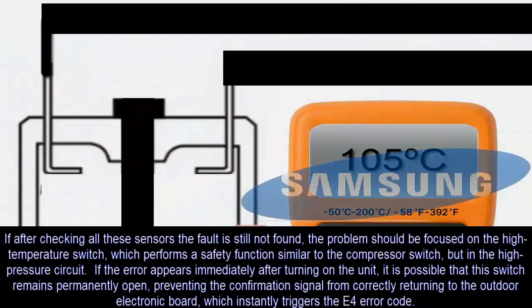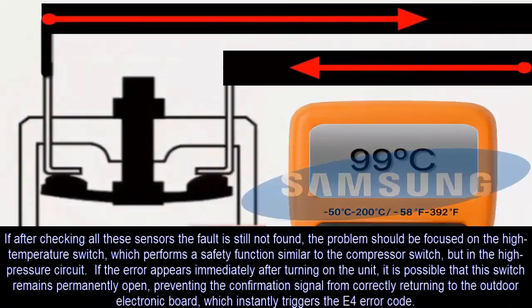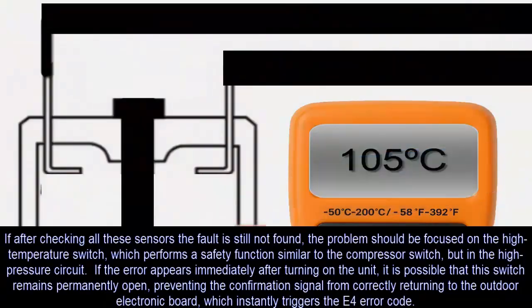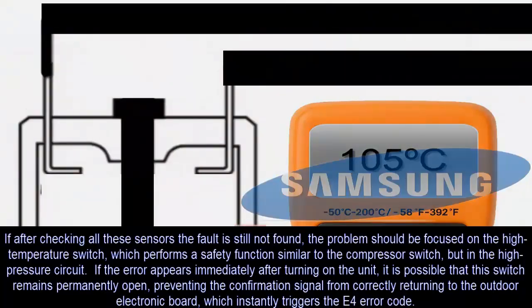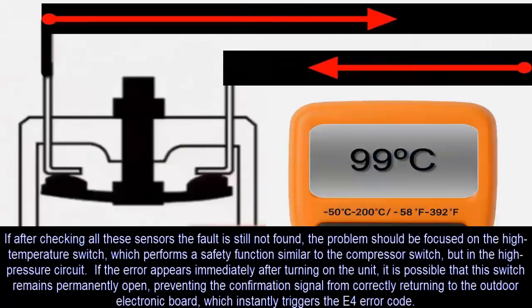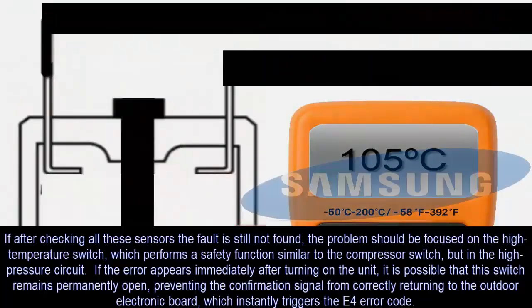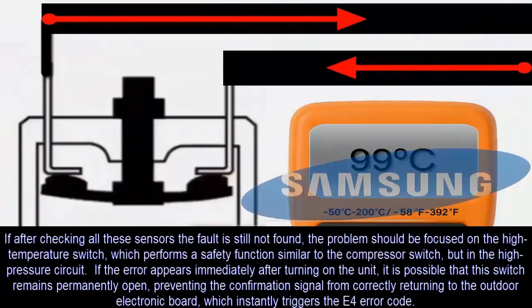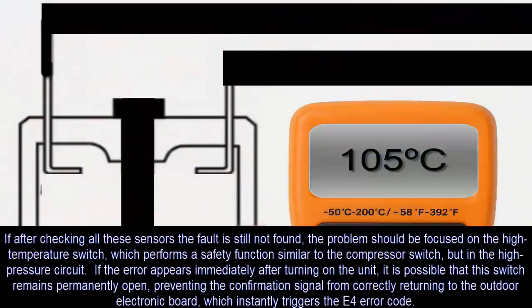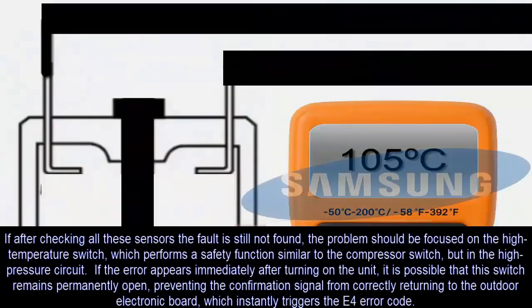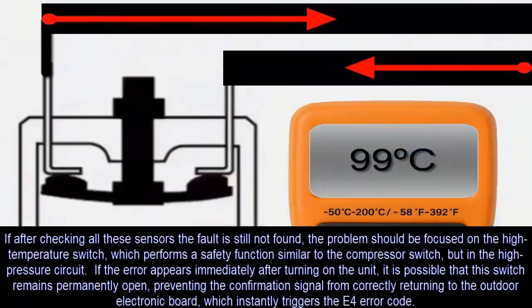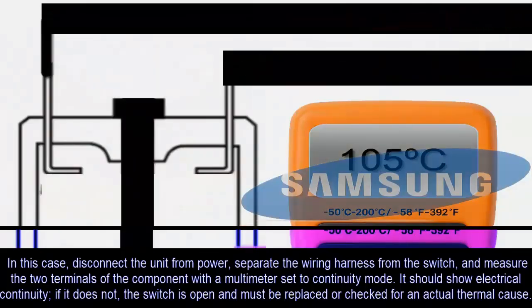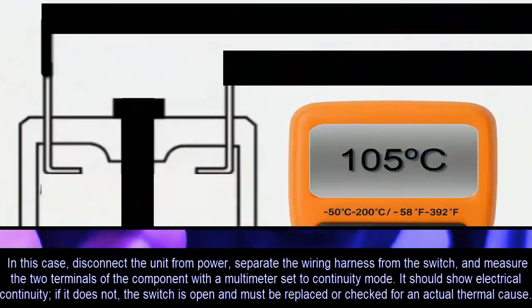After checking all these sensors, if the fault is still not found, attention should be focused on the high temperature switch, which performs a safety function similar to that of the compressor switch, but in the high pressure circuit. If the error appears immediately after turning on the unit, there is a possibility that this switch is permanently open, preventing the confirmation signal from returning properly to the outdoor electronic board, which triggers the E4 error code immediately.